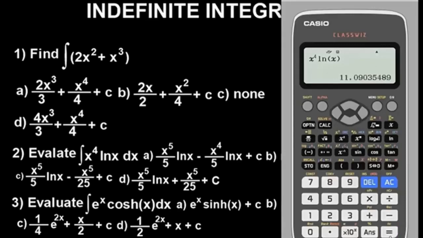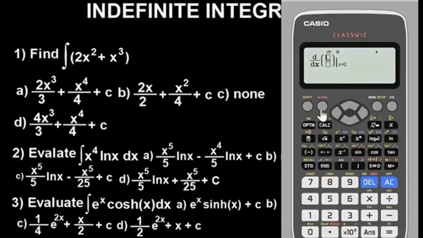11.09. Okay, guys, so as usual, let's differentiate the options and see the one that gives us 11.09. As simple as that. So you go to here, shift, this divided by this, the integral button. You see the d/dx on top of it come out. Then let's use option A.